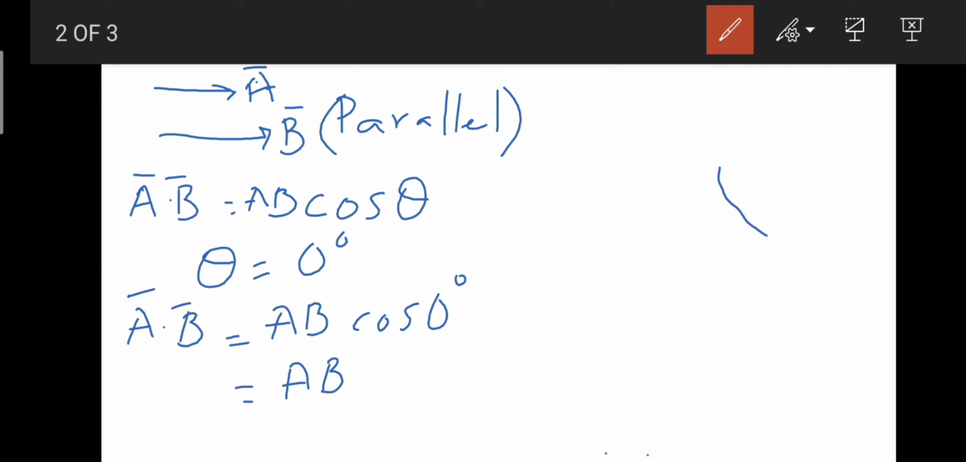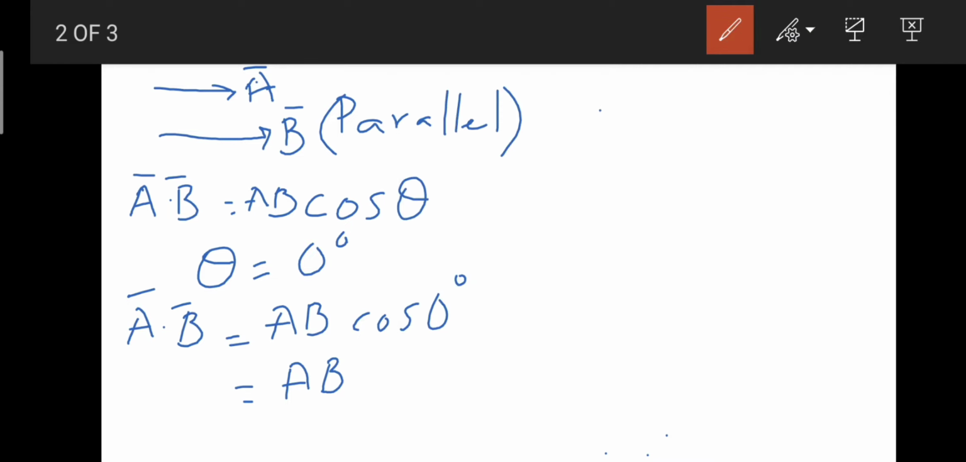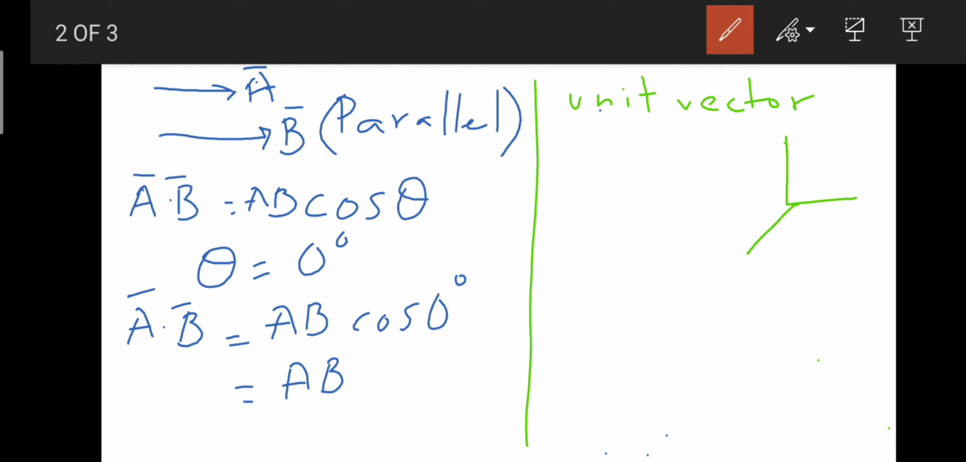Now coming towards the fact of what will happen if we take this in terms of unit vectors. We have studied earlier that there are three unit vectors i, j and k, right? For this particular case, we see that the angle between i and j is basically 90 degrees. Here the angle is 90 degrees, here the angle is 90 degrees, and here as well a 90 degree angle.